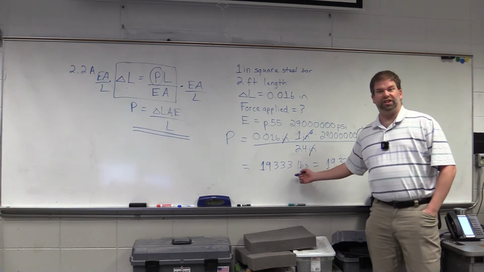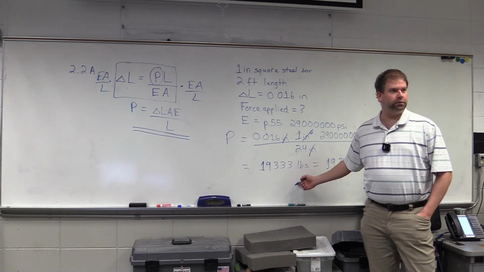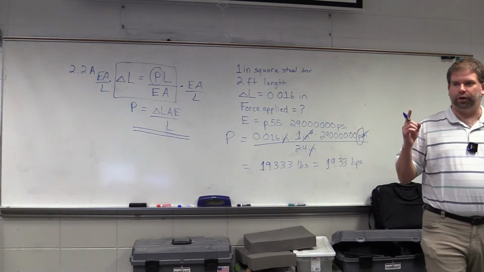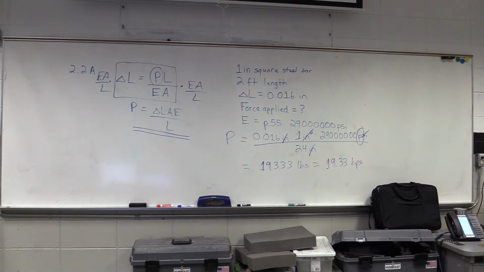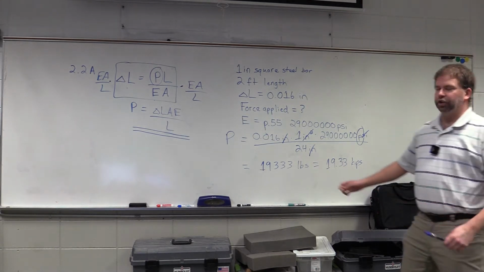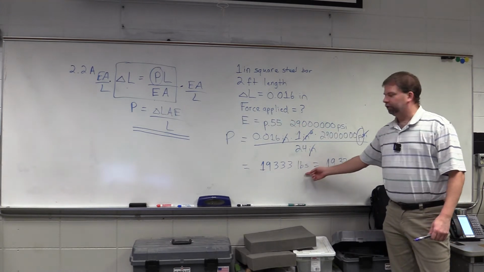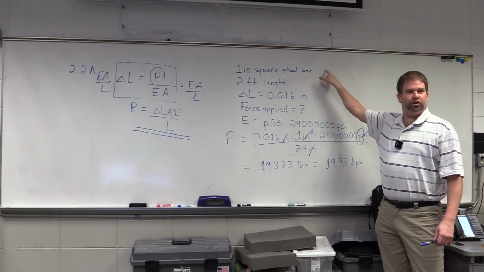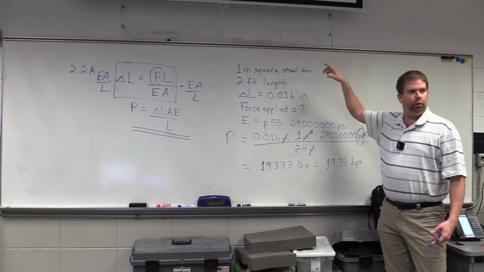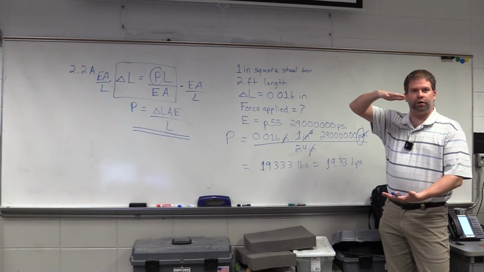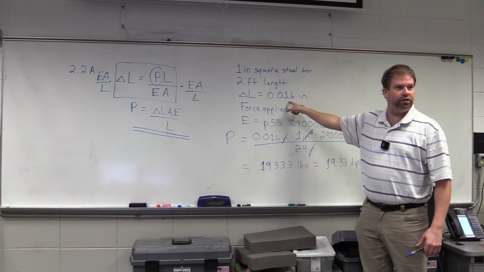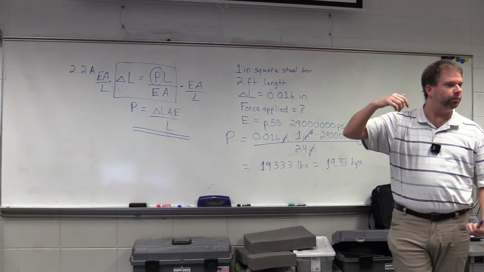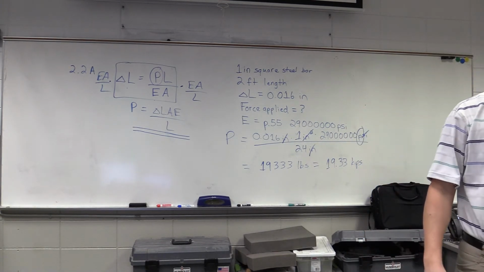So, summarize physically what we're saying. If we take a 2-foot piece of steel, it's 1 inch on each side. Yes, sir. Can you explain to us how you rearrange the equation? Okay, yep. Let's wrap this up and then we'll head back to that. So, 2-foot length, a 1-inch square steel. We apply 19,333 pounds to that. Well, if we compress it, it's going to shrink 0.016 inches. If we put it in tension, it's going to expand 0.016 inches. That's what it's telling us.